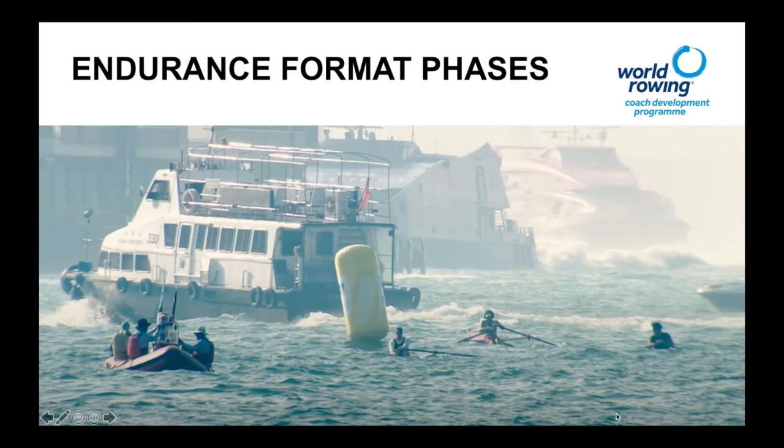Okay, let's look at the endurance format phases. Just to remind you, the endurance format is a 4 to 6 kilometer course, where all athletes are going around the same course and turning around the same number of marks. You can have an on-water start or a beach start, and an on-water finish or a beach finish. The key element of the endurance format is the agility it has to adapt to the coastal, sea environment that it is operating in.